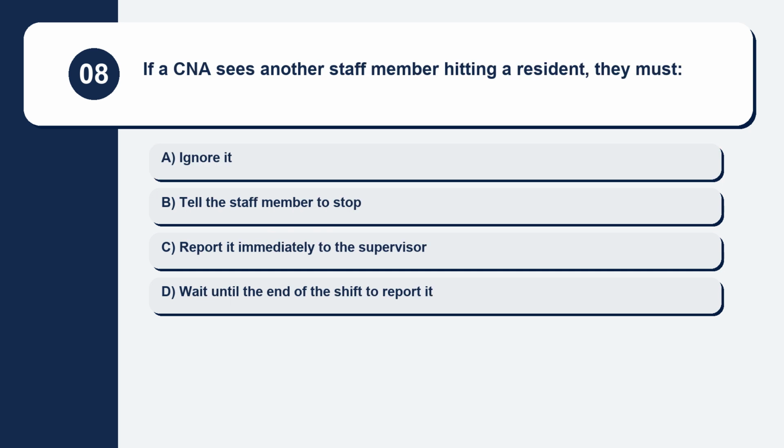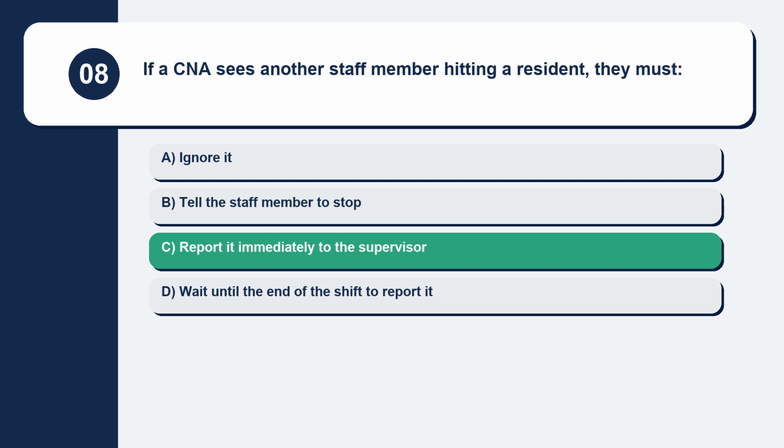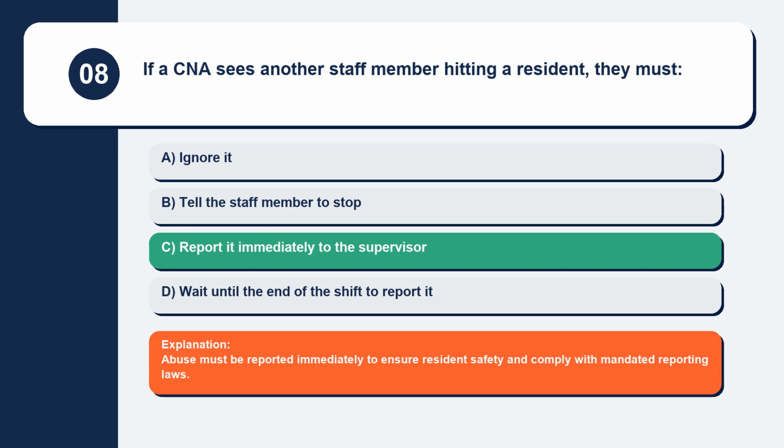Question 8. If a CNA sees another staff member hitting a resident, they must ignore it. Tell the staff member to stop. Report it immediately to the supervisor. Wait until the end of the shift to report it. Abuse must be reported immediately to ensure resident safety and comply with mandated reporting laws.